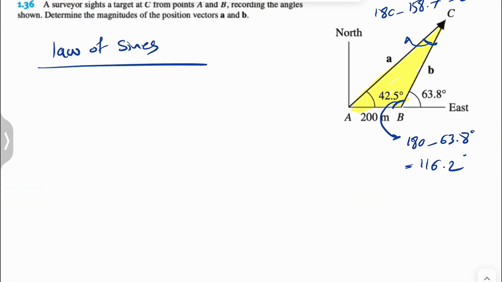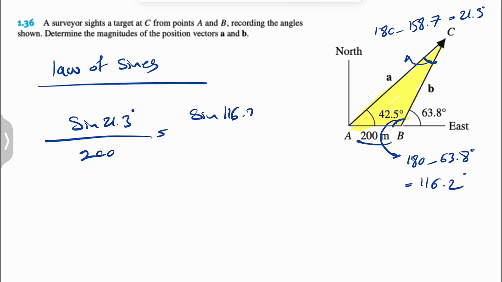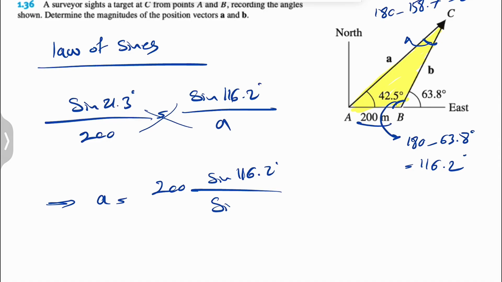Now that we have this, we just have to use the law of sines. So basically we have the sine of 21.3 degrees over the side that is facing that, which is the 200 meters. We have sine of 116.2 over A. And from here we can just cross multiply this and find A. So A would be 200 sine of 116.2 degrees divided by sine of 21.3 degrees.